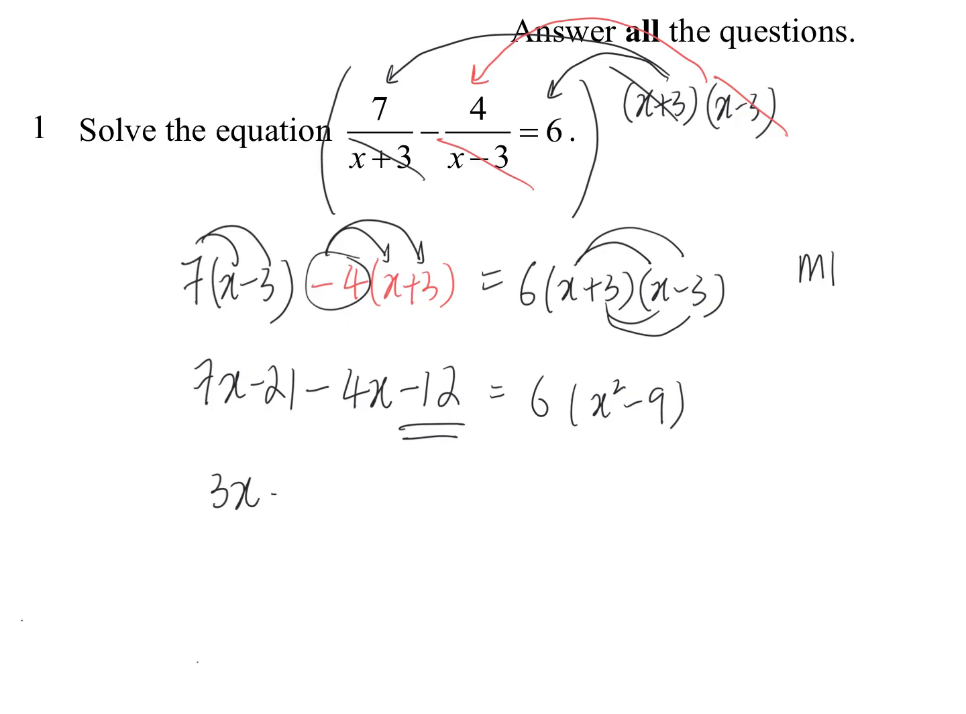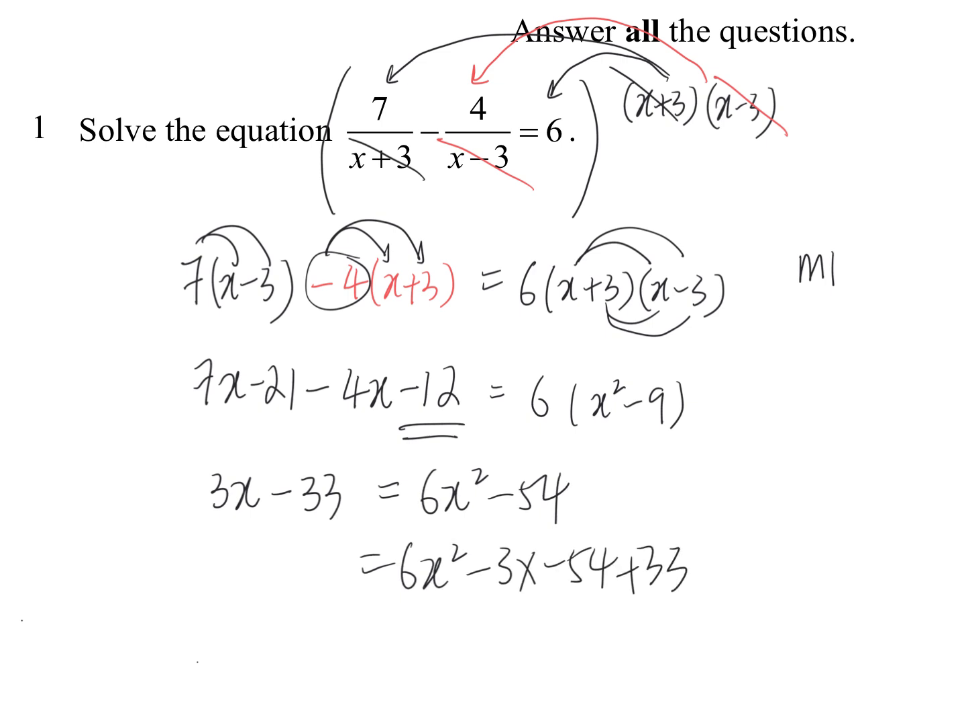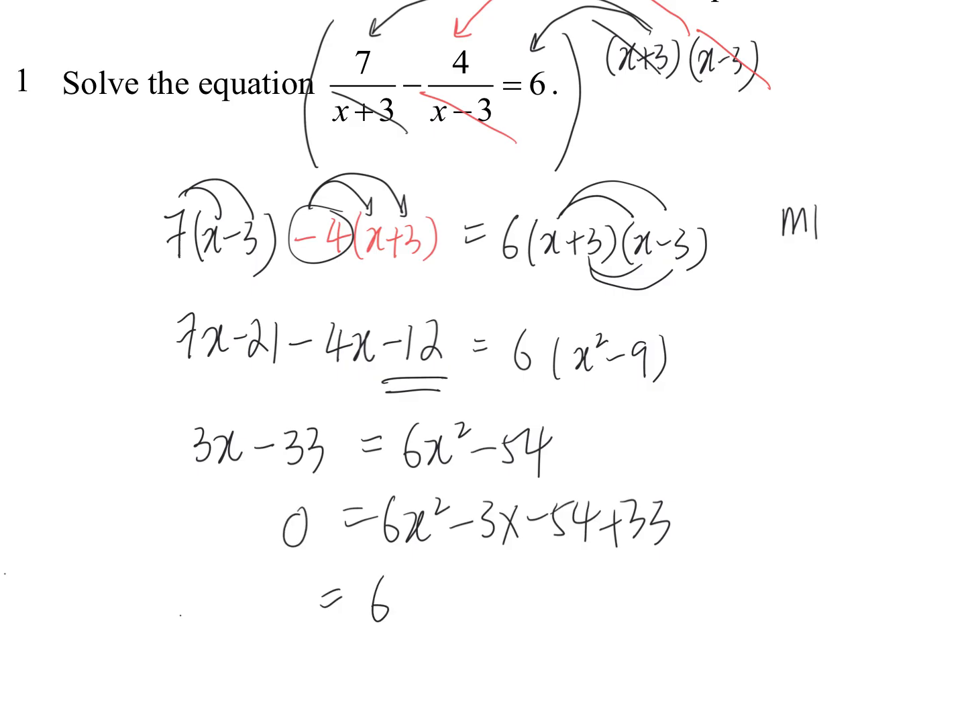So, 33, 54. So if you shift everything to one side, this is what you should get.